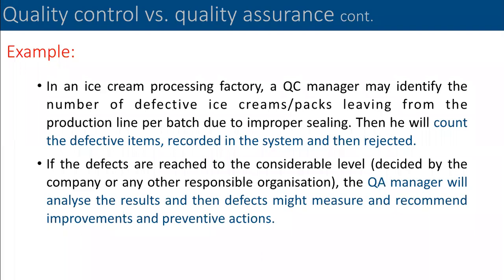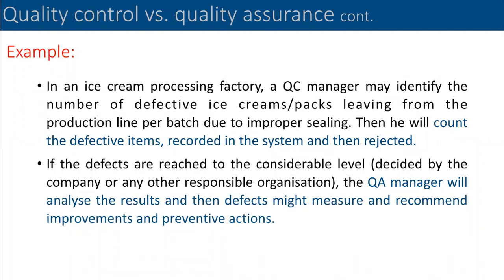So the quality control manager is, this is actually an example. He or she will count the defects and report to the system or the quality assurance manager, and he or she is going to reject it. If it is below 5, then he can accept. If it increases the 5%, then he or she is going to reject it.